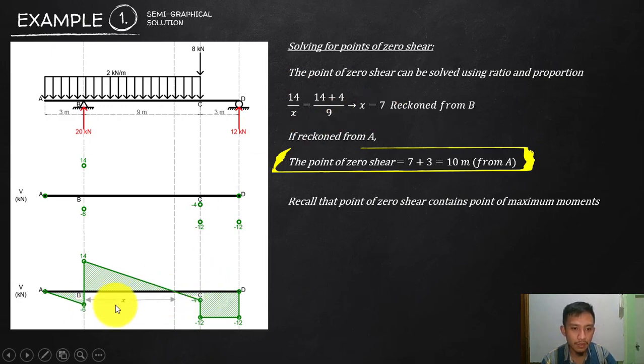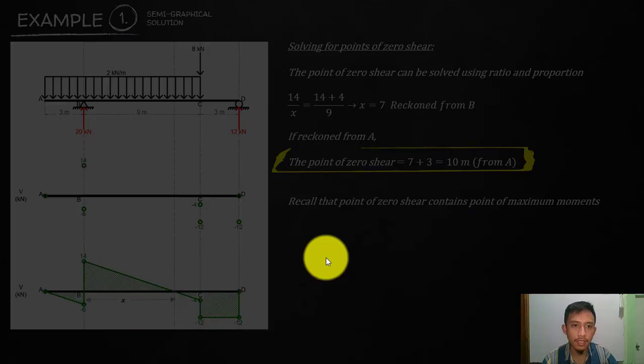So in this one, our x is from B. Therefore, your zero shear is 7 from B. Or if you try to reckon that from A, add your 3. So x is equal to 10 meters from A, which is the same using our equation a while ago. Okay? Now, all we need to do is remember that zero shear is the maximum moment. We can now proceed with moment.